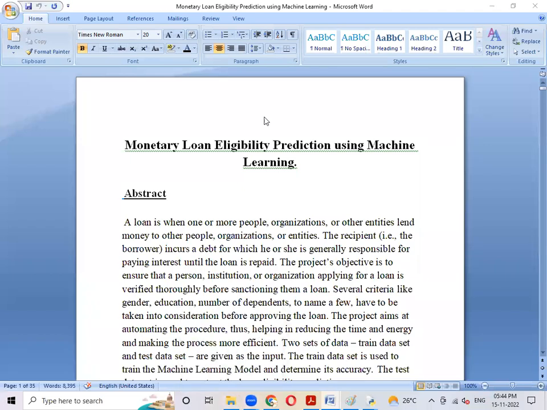Everyone, today I'm going to explain loan eligibility prediction using machine learning: decision tree, ANN, logistic regression, maybe biased, balancing ANN algorithm.